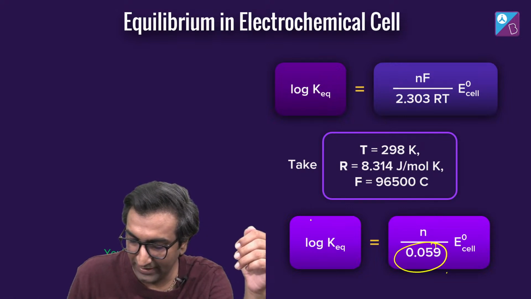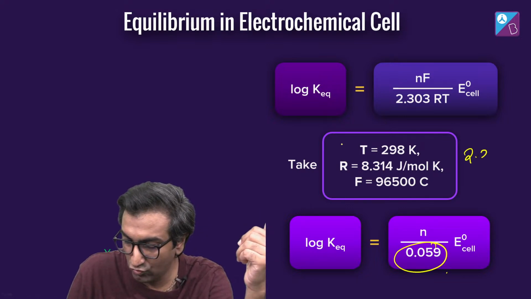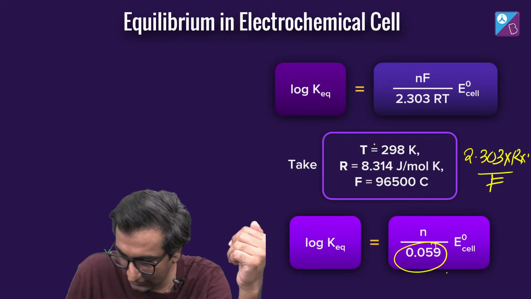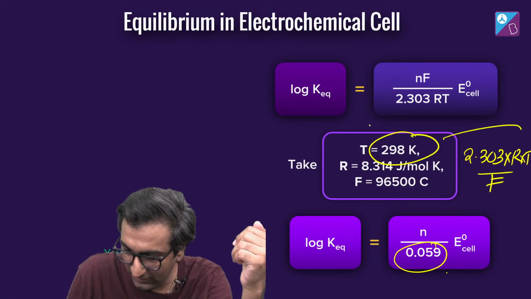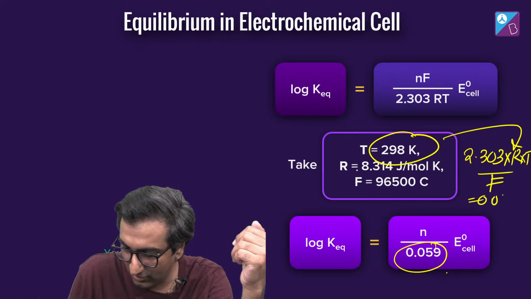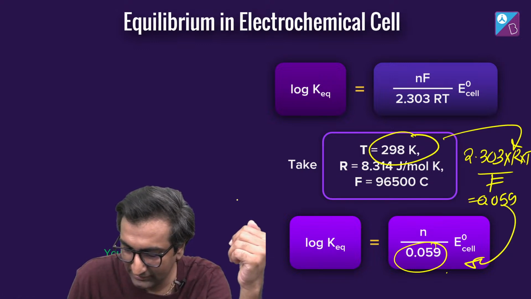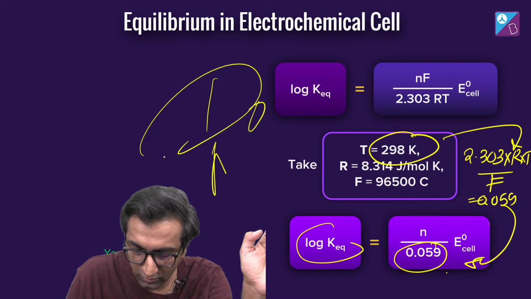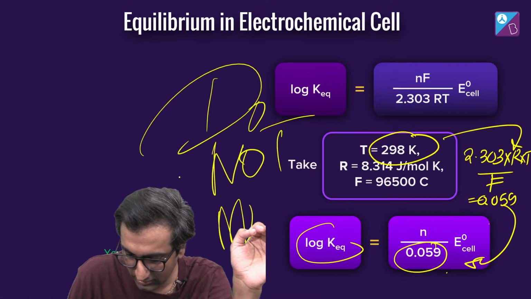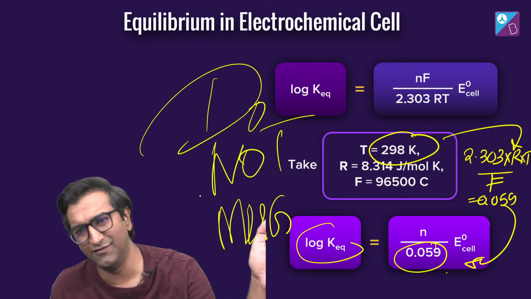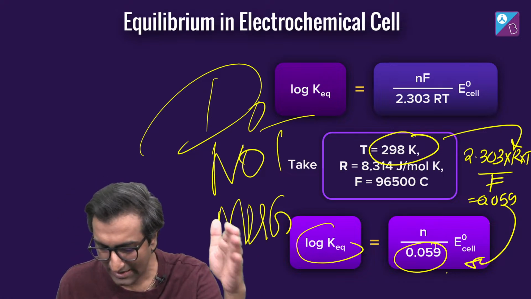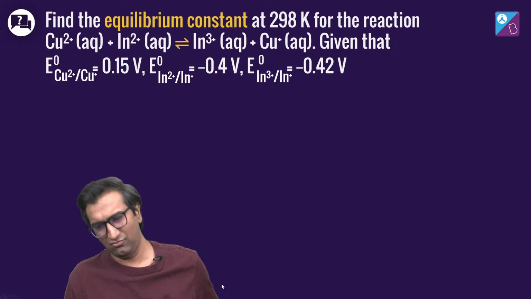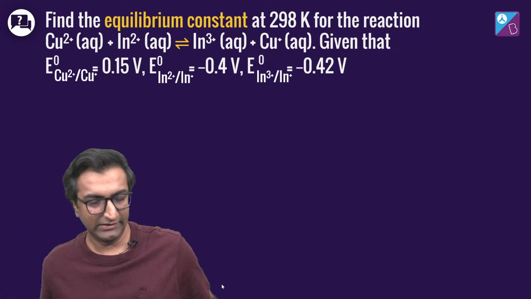This is 0.059. What am I writing as 0.059? 2.303 into R by F into T, where T is 298 Kelvin. This value is equal to 0.059. Since वो denominator में नीचे चला जाता है, log K is equal to this. Please don't mug this. Do not mug. If needed, derive it on the spot and do it. You have to get used to that. I know the students who are on NEET are a little bit scared of all of these things, but नहीं, ऐसा नहीं होता है, कुछ नहीं होता है. It's a बहुत very doable thing.